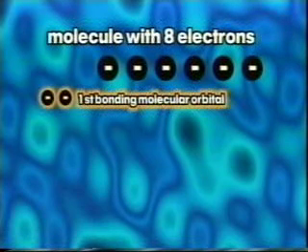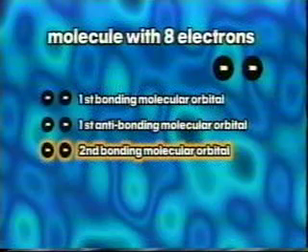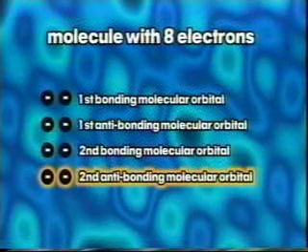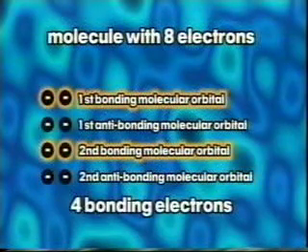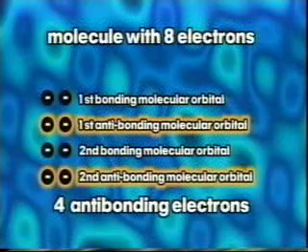Say your molecule has a total of 8 electrons to accommodate. 2 will go to the first bonding molecular orbital, 2 will go to the first anti-bonding molecular orbital, 2 will go to the second bonding molecular orbital, and 2 will go to the second anti-bonding molecular orbital. So, in this case, you have 4 bonding electrons and 4 anti-bonding electrons.